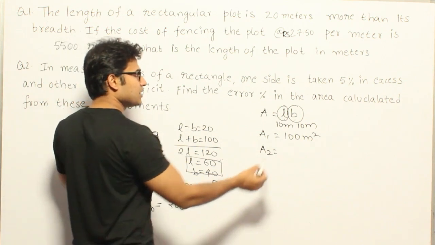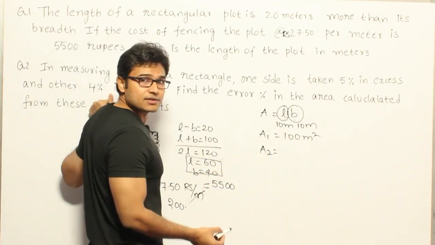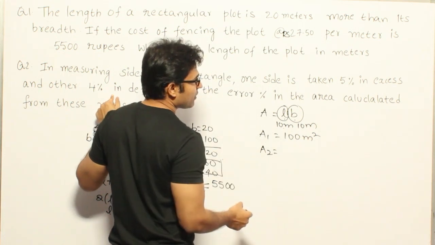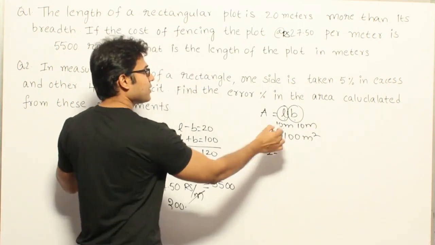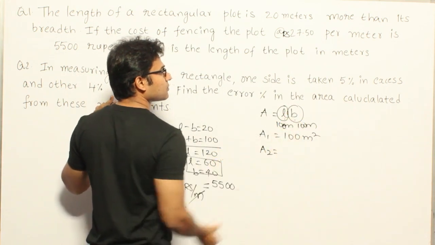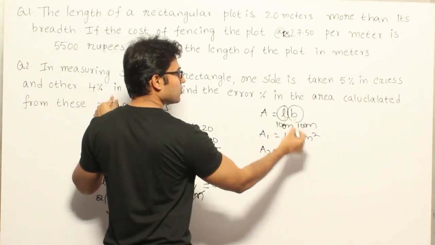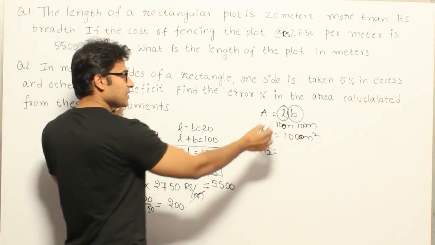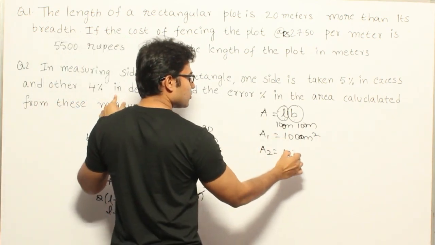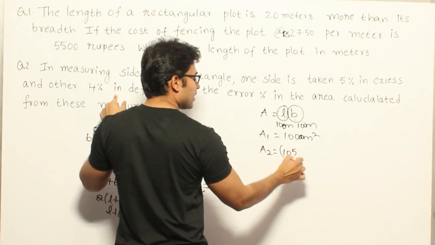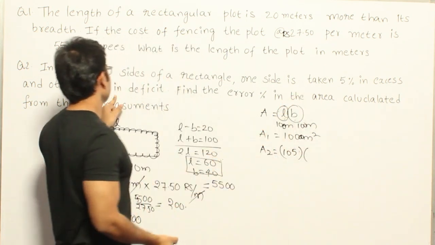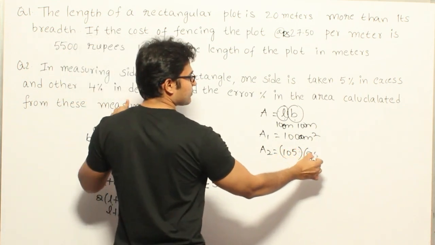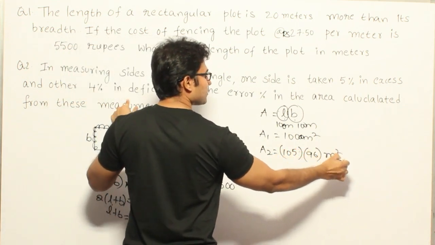So which means if you assume that this is taken 5% excess, then it is going to be 5 by 100 into 10, so 0.5. Let's take 100, that will be better. Okay, so the actual area is going to be 10,000 meters square. Now length is 5% excess, which means length is going to be 105 meters, and the other one is taken as 4% in deficit, which means 96 meters.